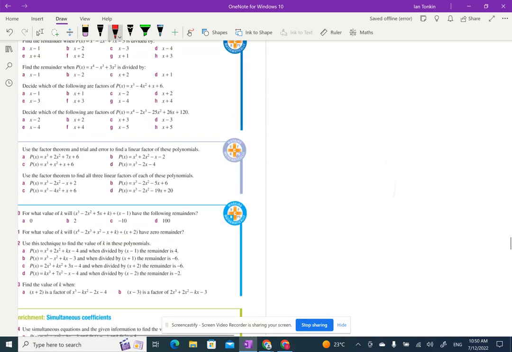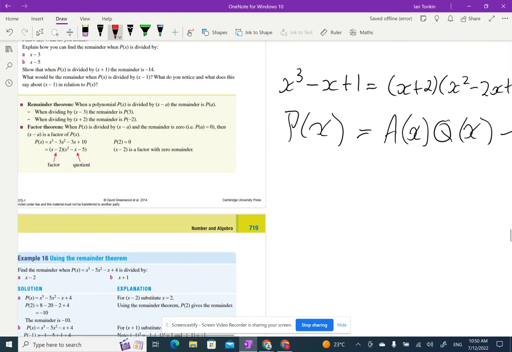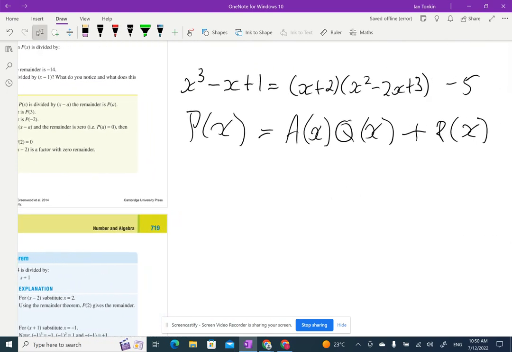So let's go back here to the last one we did. And you can see it here. There's my p of x, it equals x plus 2, and then I get x squared minus 2x plus 3, minus 5. If I find p of negative 2. Now, how do I get negative 2? Remember, I want what makes that equal 0, and that's x equals negative 2. So I'm finding when x equals negative 2. If I plug that in, I should get a remainder of negative 5.